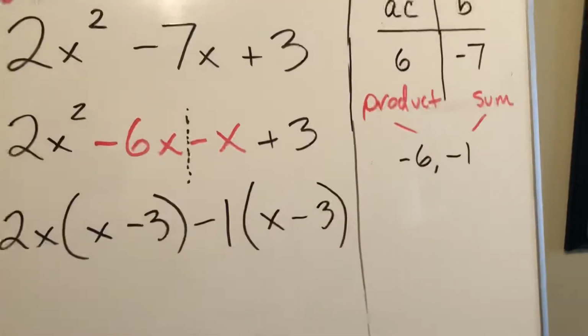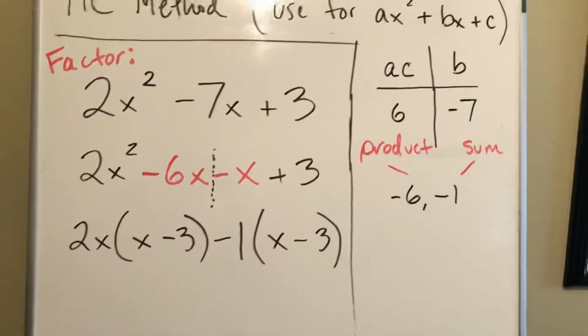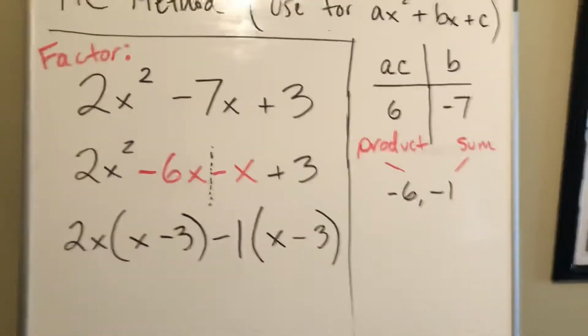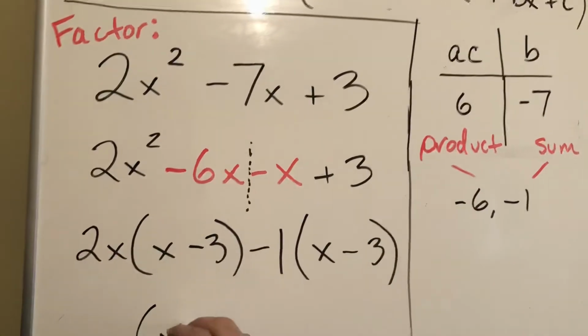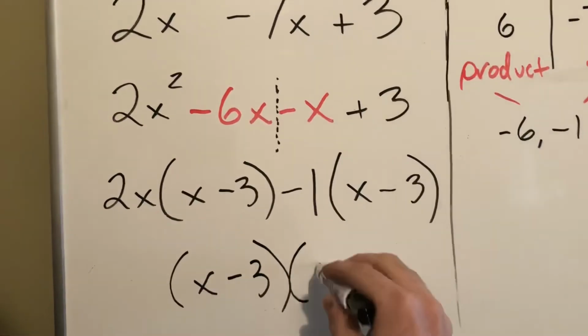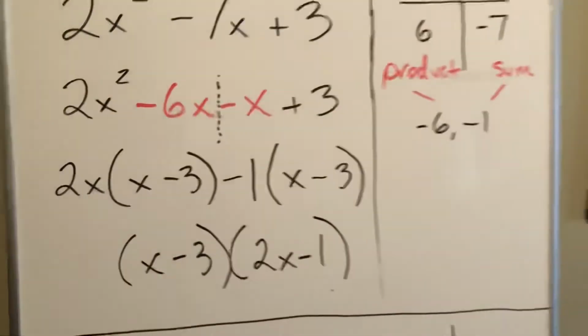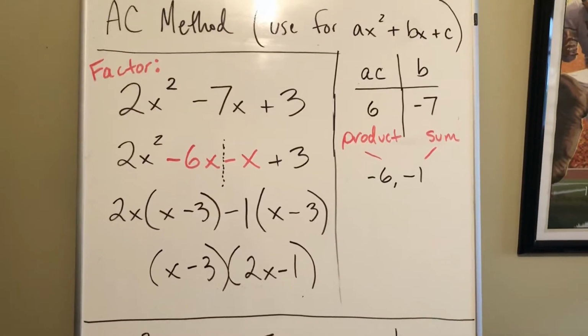Remember, in grouping, you're looking to match these binomials. So now that I have two instances of x minus 3, I'm going to factor that out as a common binomial. And I'm left with 2x minus 1. And that's your answer, factored using the AC method.